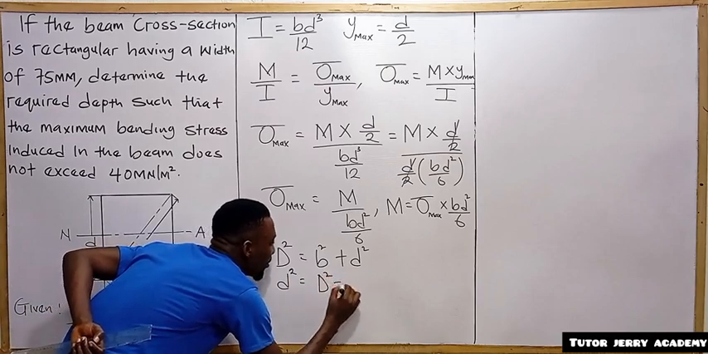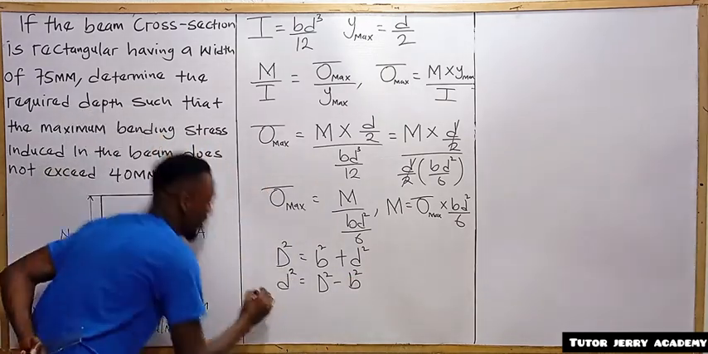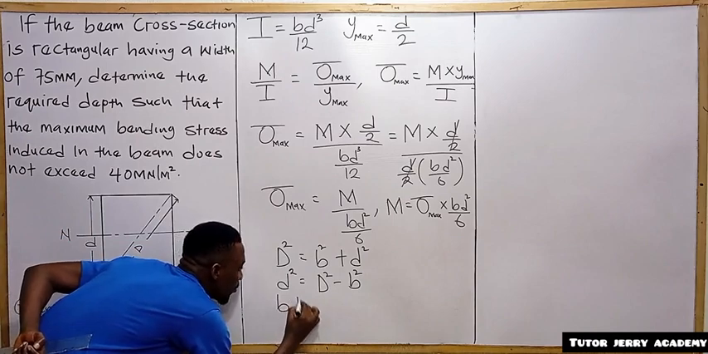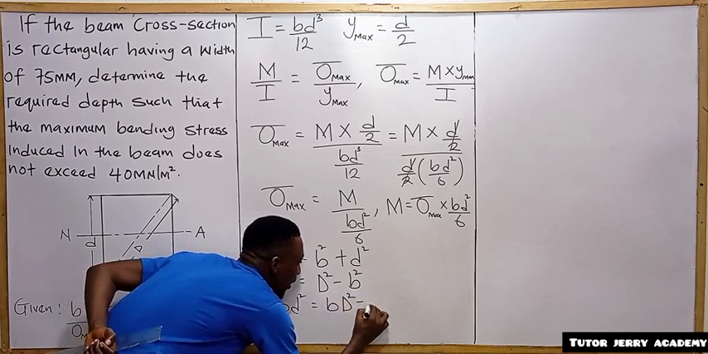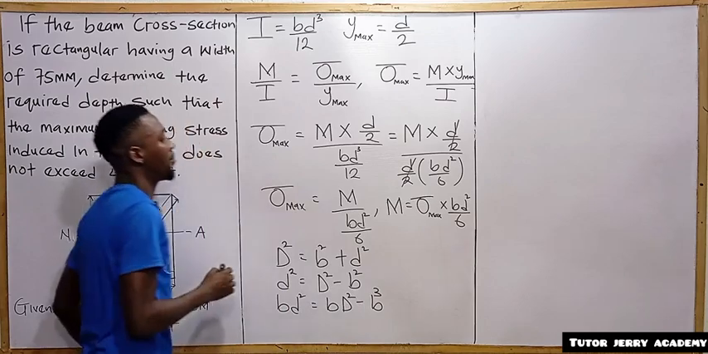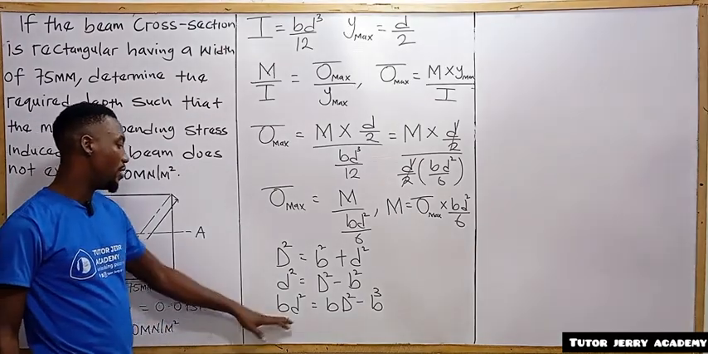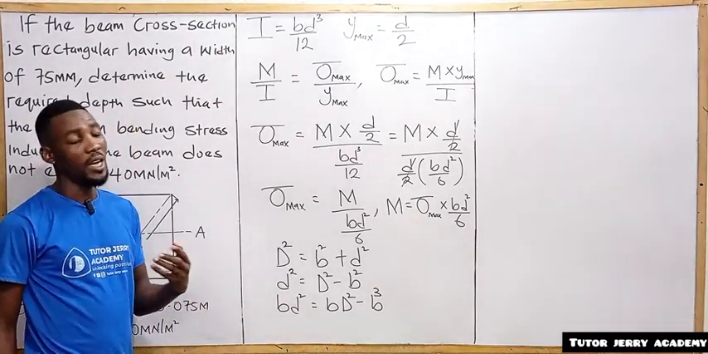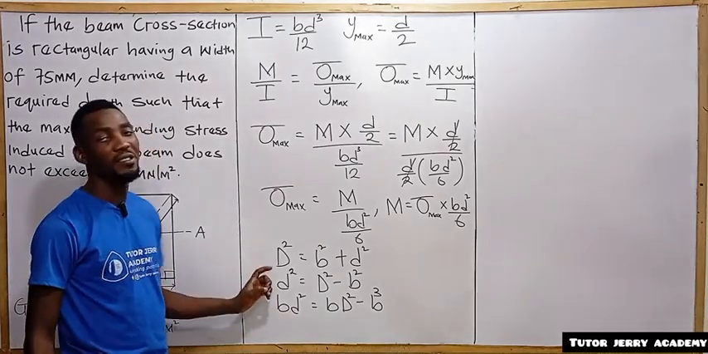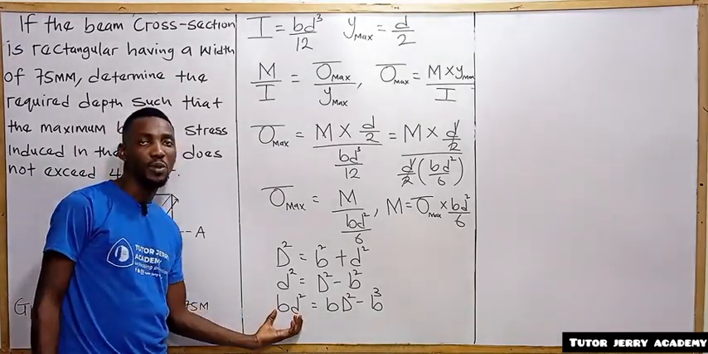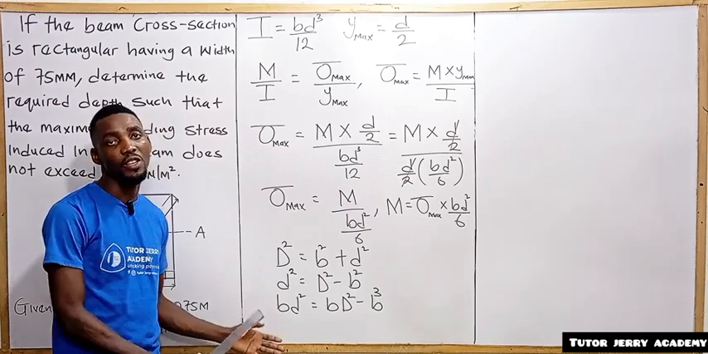So if we make d squared the subject, d squared will be equal to D squared minus b squared. Alright, so if we multiply through by b, I'm going to have bd squared will be equal to bD squared minus b cubed. Alright, so for the condition of maximum stress, the product of bd squared is going to be maximum by taking the first derivative of this product with respect to what? With respect to b, and equating it to be equal to what?